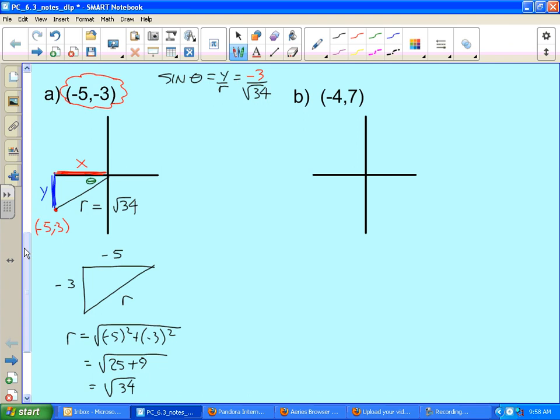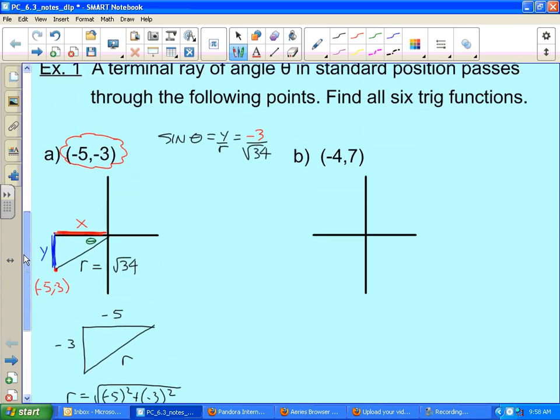Later on, these negatives are going to come in handy for us when we start talking about the values of sine, cosine, tangent, secant, cosecant, cotangent in all four quadrants. So this negative stuff will come into play later. That's why we're going to leave it labeled like this. But yes, those distances are really just 5 and just 3. It happens that they're going in the negative x direction and the negative y direction. All right, so there would be our value of sine.